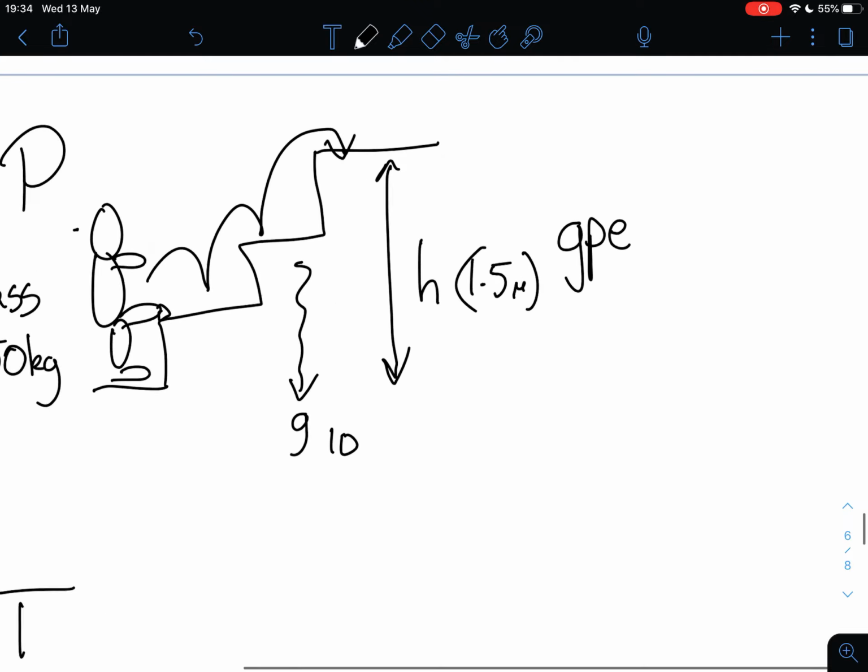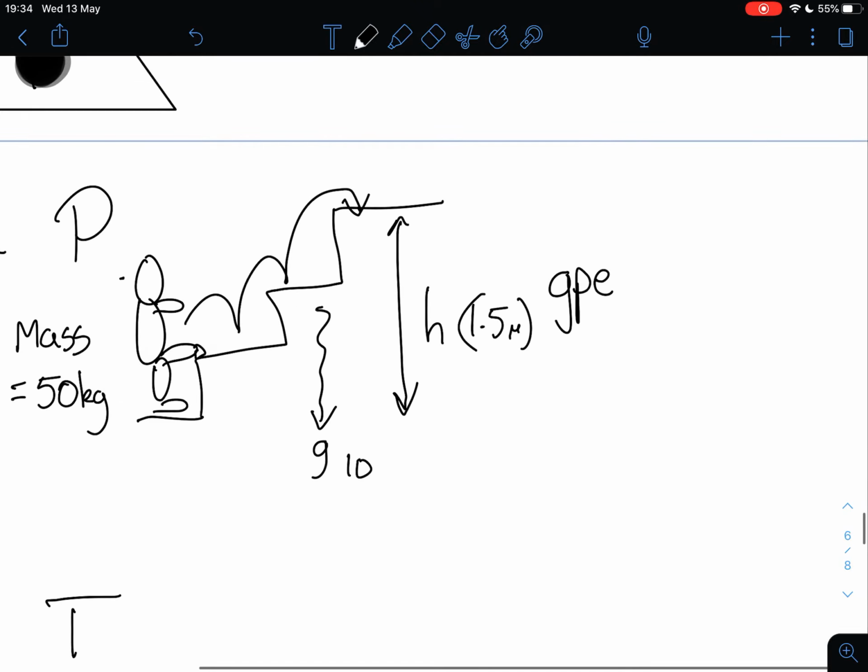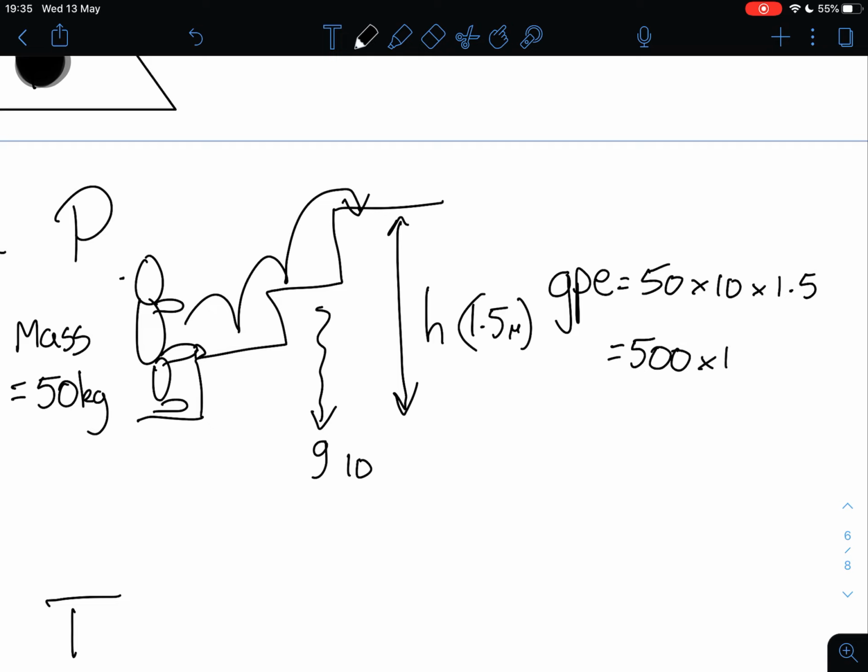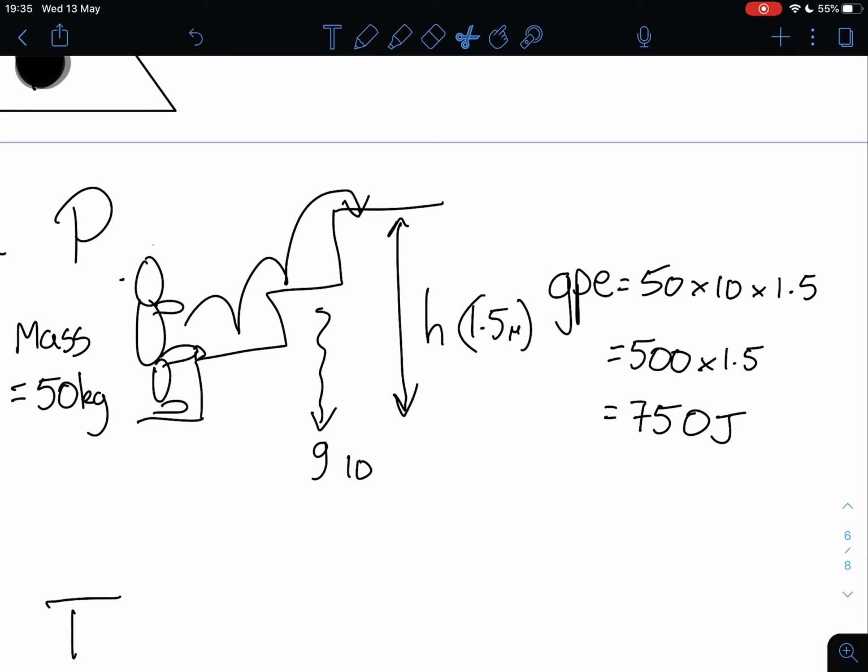Let's work out the GPE first, so the energy they've got. So we'll do M, 50, times gravity, 10, times 1.5. Let's give it a go. So we got 50 times 10 is 500, times 1.5 is 750. 750 joules of GPE when this little fella has got to the top of the stairs.